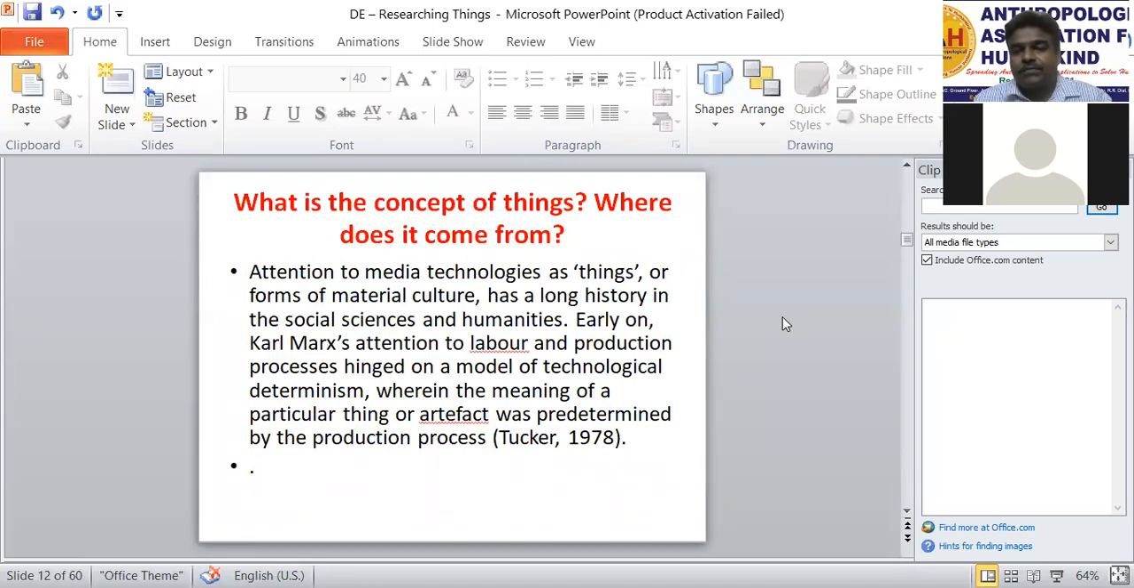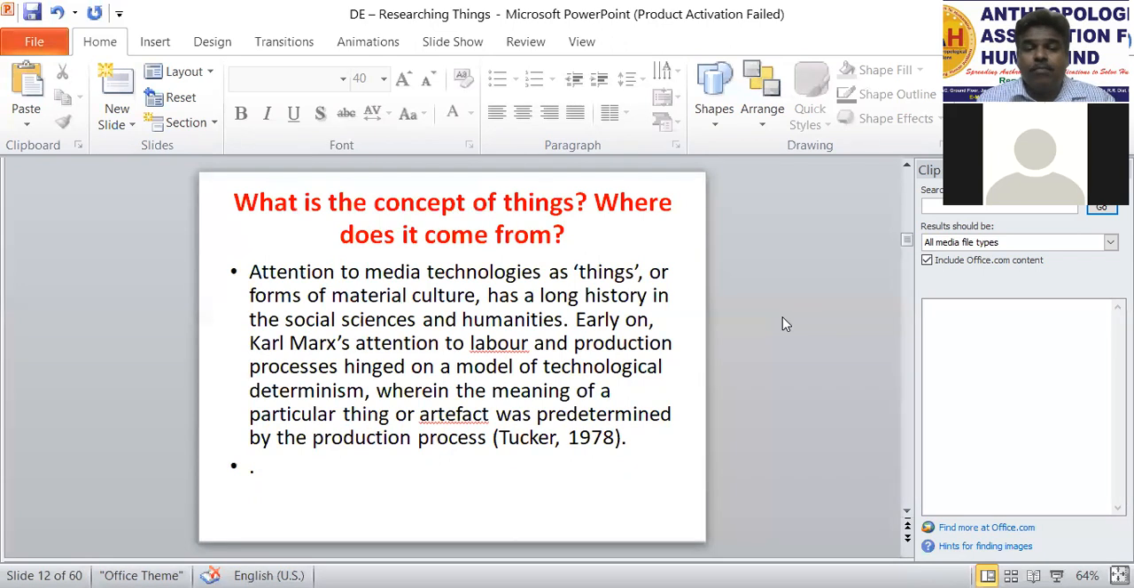What is the concept of things? Where does it come from? Attention to media technologies as things, quote unquote, or forms of material culture, has a long history in the social sciences and humanities.